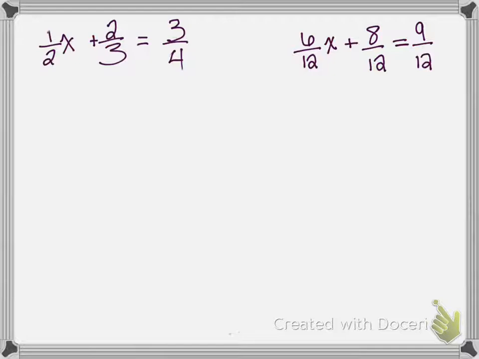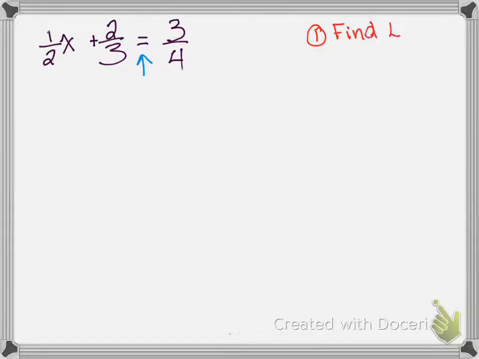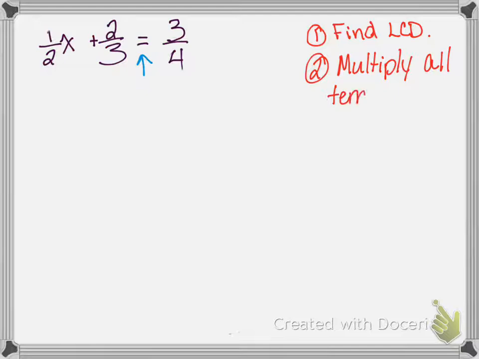However, a better way to do it, and this is possible because we have an equal sign. If we are just adding fractions together, this is not possible. This is possible because we have an equal sign. What you are going to do is you are going to find your LCD. Okay, and we've already decided that our LCD here is 12. Then we are going to multiply all terms by the LCD.